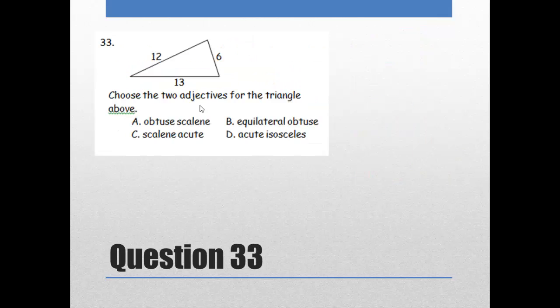Two adjectives for the triangle above. Remember, adjectives are words that describe things. So how can we describe this triangle above? Well, looking at its sides, I see none of them are equal. So a good word to describe it could be scalene. Alright, now if I look at its angles, I see that they're all acute. So I'm going to pick scalene acute.